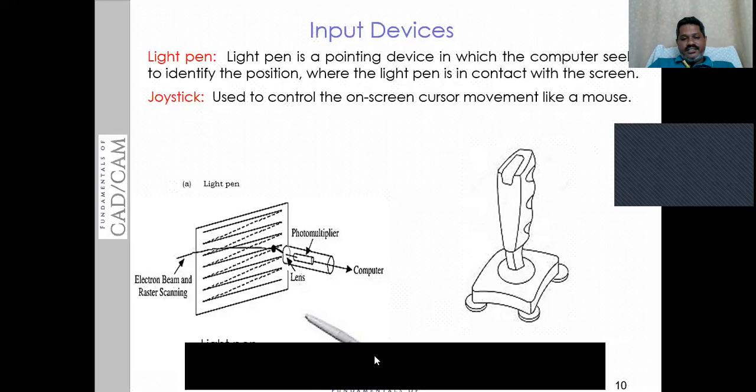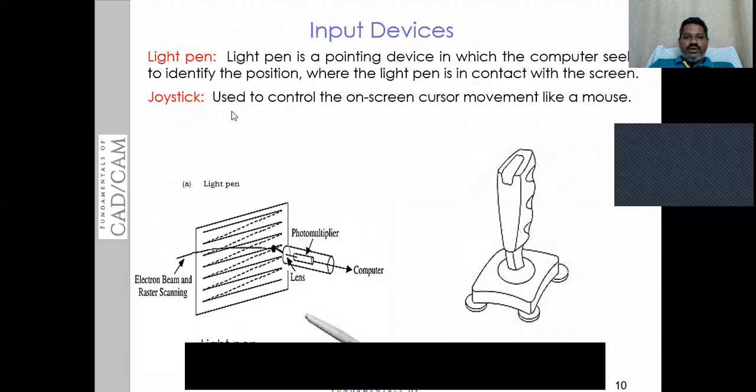Whenever we move this electrostatically charged light pen on the screen, the particles on the screen will be energized. In turn, we will get the line or the image on the screen. This is basically the working principle of the light pen.